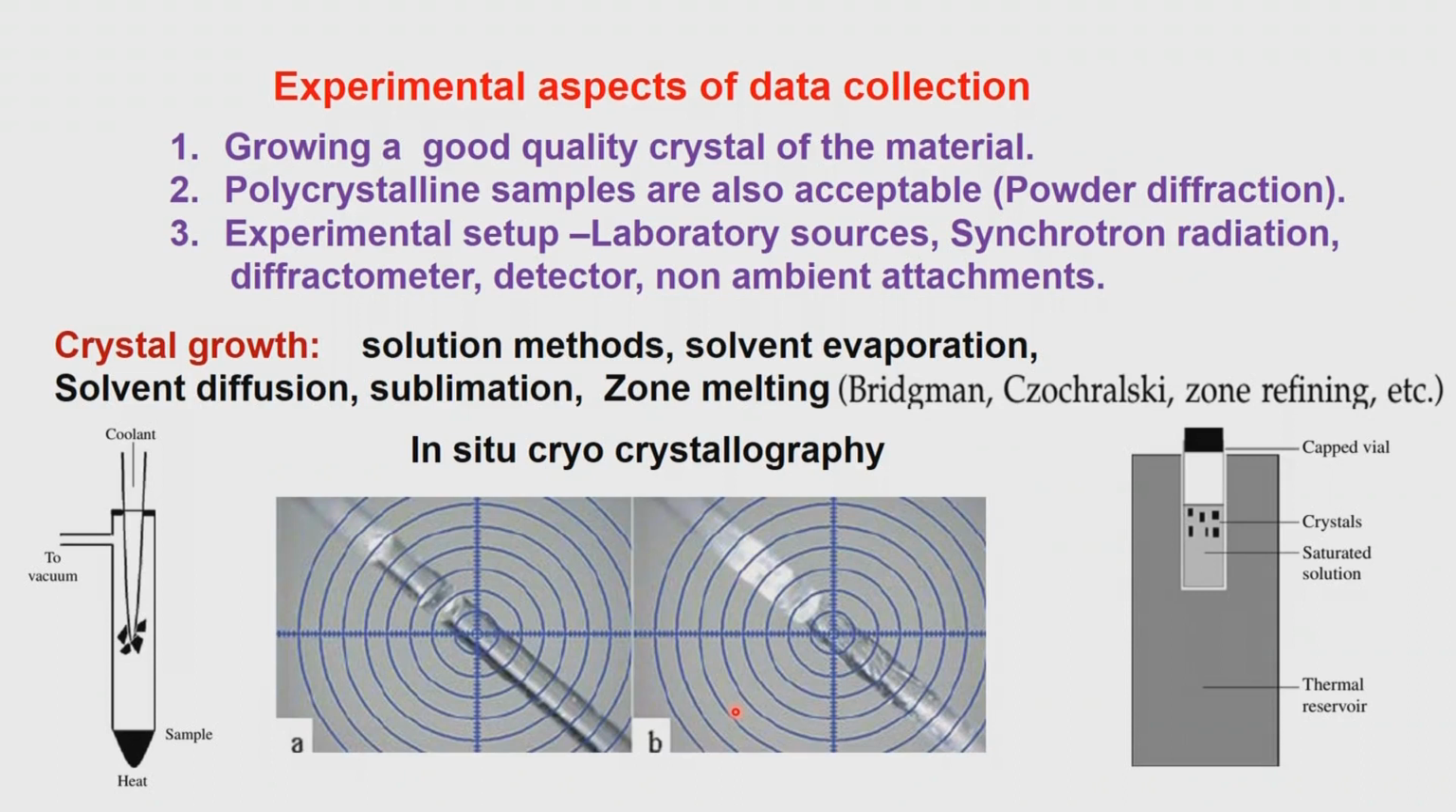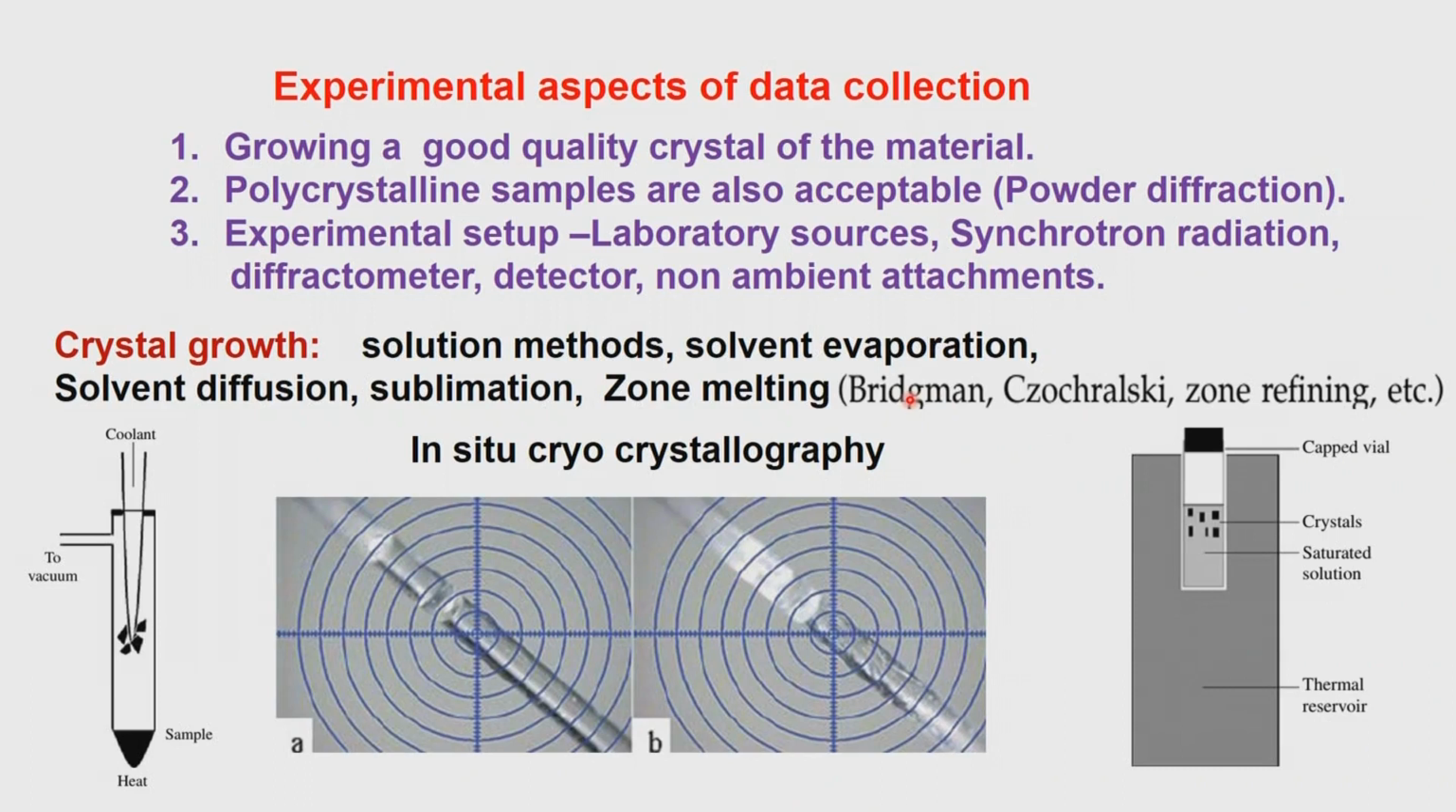There are several other methods. In fact, we can also have zone melting, which is very popular among the metallurgists, where they can heat and cool the system. There are several apparatus that are available to grow quality crystals, so much so that some of these methods will allow us to grow crystals which are very, very large in size.